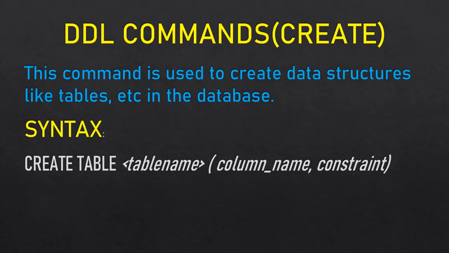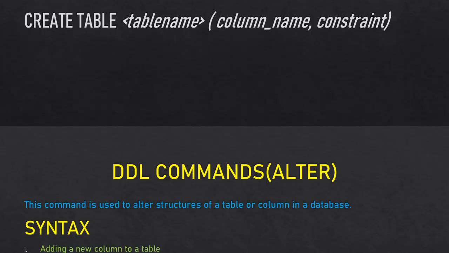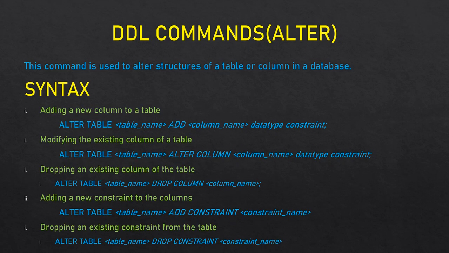So these are the commands. We have the create command. It's used to create tables, and this is the syntax. We have the alter command. It's used to change the structure of the table. Now there are plenty of things that you can change in the table. You can add a new column to the table, modify an existing column, drop an existing column, add a new constraint to the columns, or drop an existing constraint. All these commands are here.